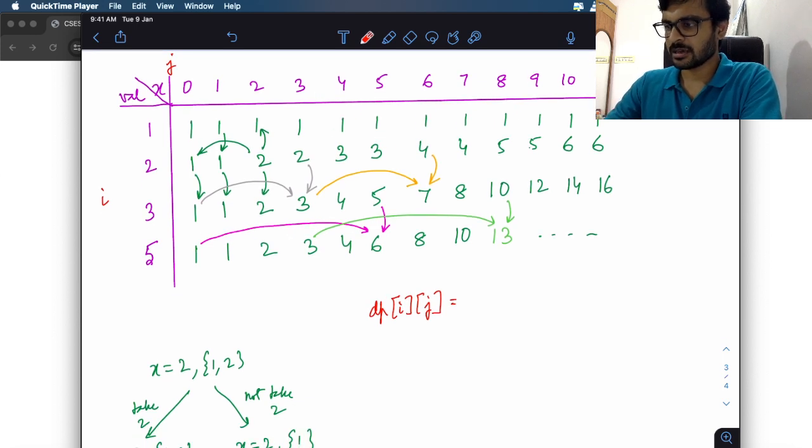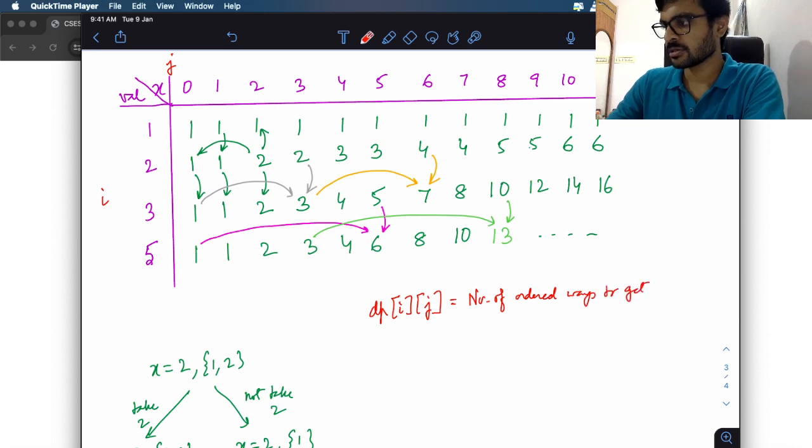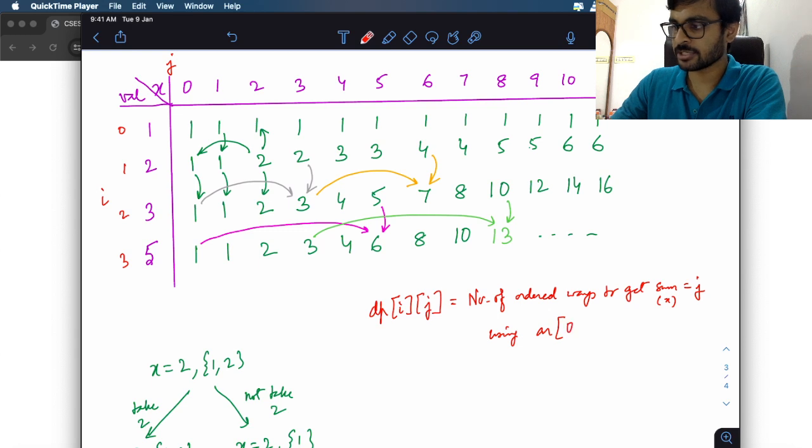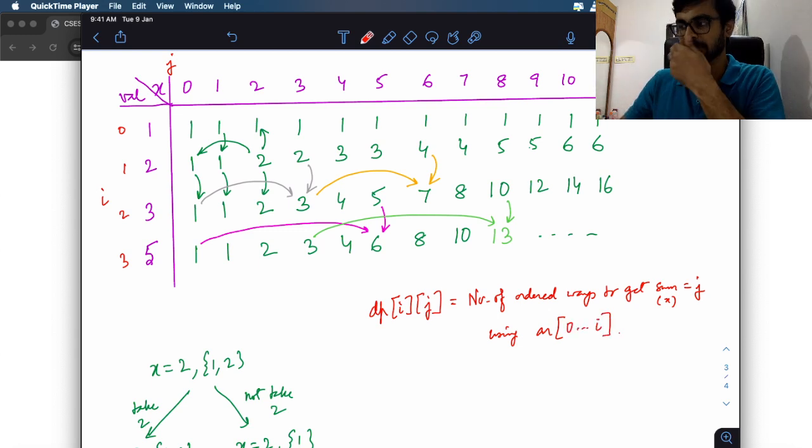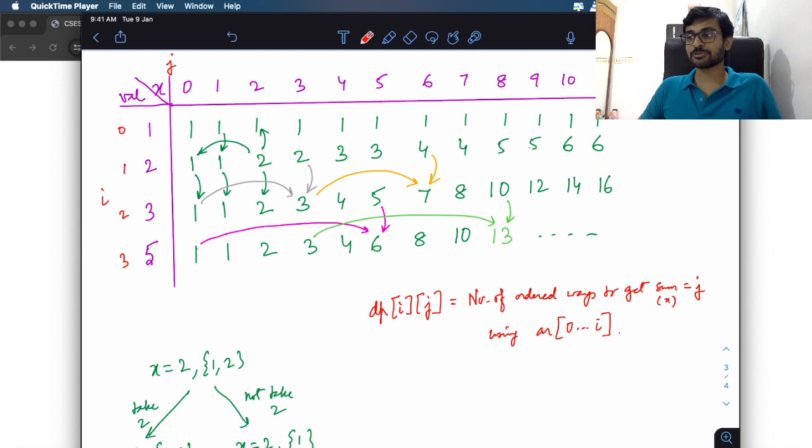So basically, I want to know the number of ordered ways to get sum x equals j using, so the values of i will be the indices 0, 1, 2, 3, whatever the indices are. So using arr of, that is the coins array, arr of 0 to i. Using those coins, what is the best thing we can get? That I am storing in dp[i][j].